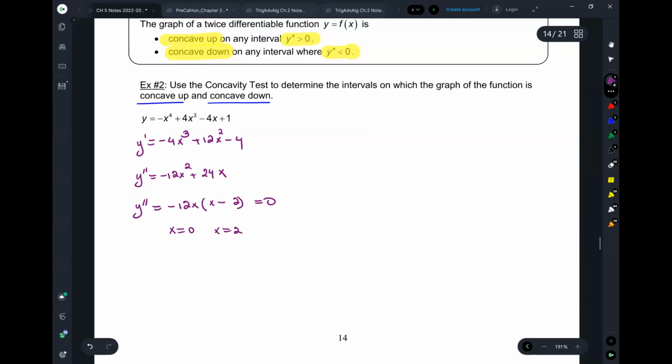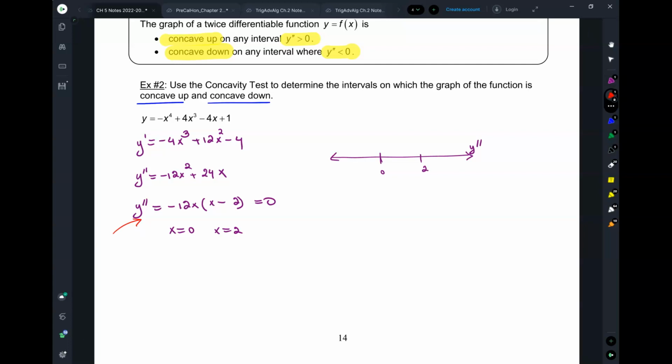But now this was for the second derivative, right? So we go over here, same idea, but this time it's y double prime. Put in the 0, put in the 2. Are those 2 points critical points? No, they're not critical, this is the second derivative. So far they're nothing. They're just points where the second derivative is 0.